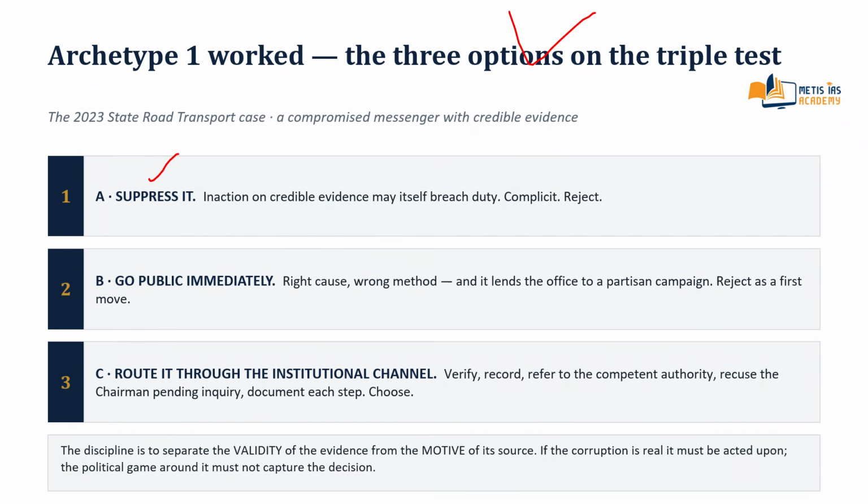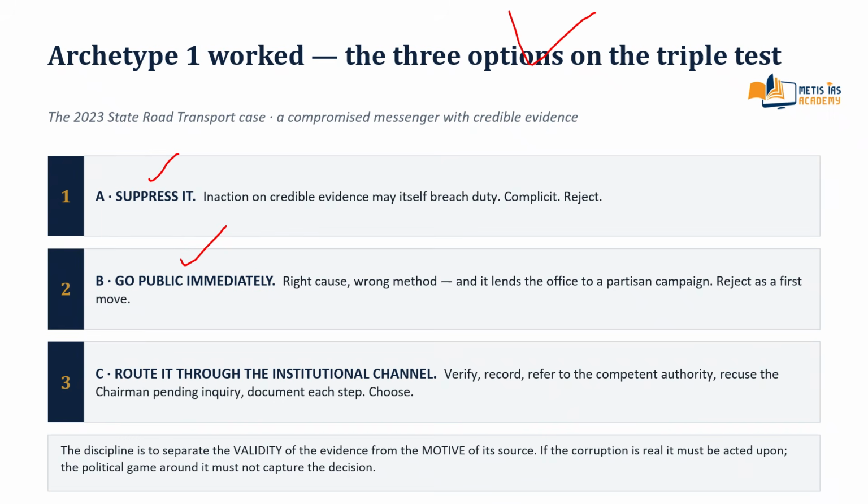Legal: inaction on credible evidence may itself breach my duty. Non-performance is a form of corruption. Ethical: no, it makes me complicit. Workable: superficially safe, and it leaves me compromised and available for the next demand. Reject.